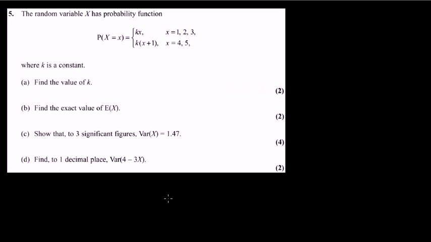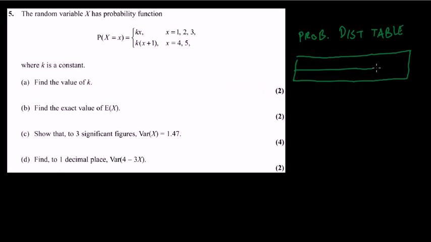This is a probability distribution sum. So just a little reminder, this is a probability distribution table. Now remember, in a probability distribution table we should have a table where the random variables are given, and the probability for each of the random variables is given. So 1, 2, 3, 4, 5. This is the random variable, and the probability of each of the random variables will be given.